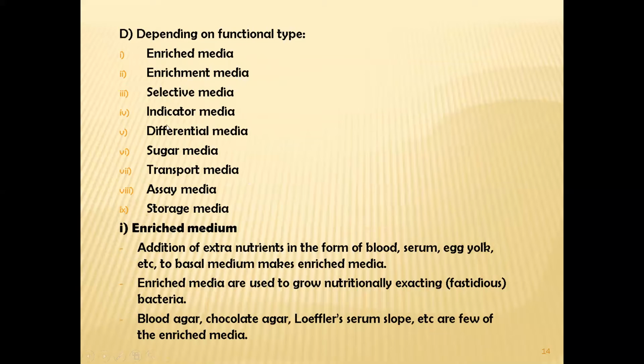Then depending on the functional type, they can be divided into 9 types. So what is enriched medium? That is, add extra nutrients in the form of blood, serum, egg yolk to make enriched media, and they are used to grow nutritionally exacting or fastidious bacteria. Examples are blood agar, chocolate agar, Loeffler's serum slope.